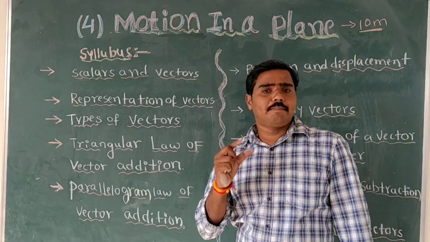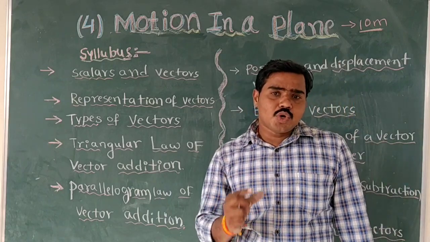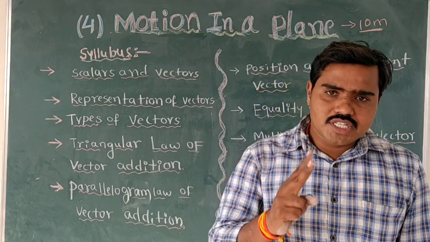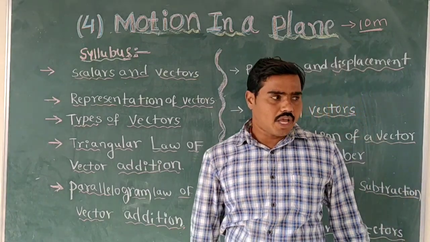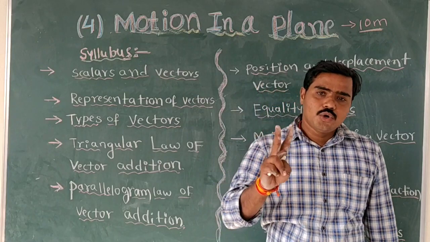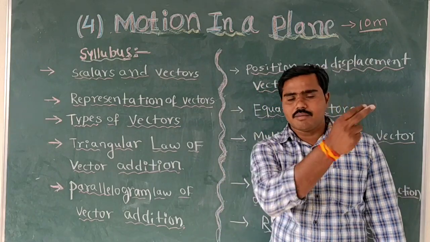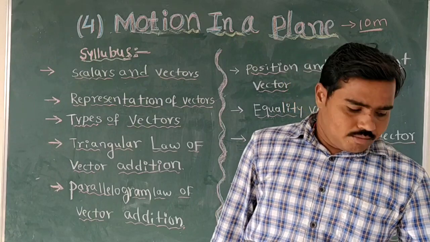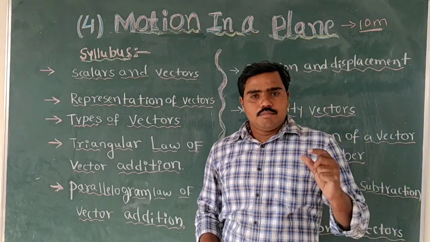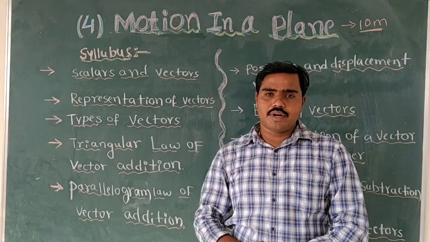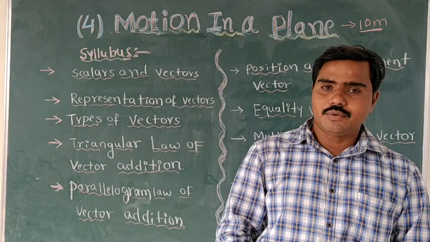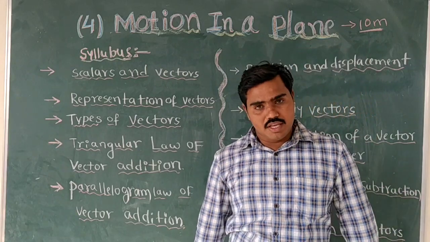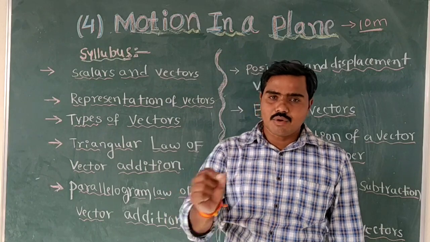Here, motion in a plane. It is also called two-dimensional motion. Motion in two dimensions. Give an example for motion in two dimensions. Example for that one: projectile body or circular body.